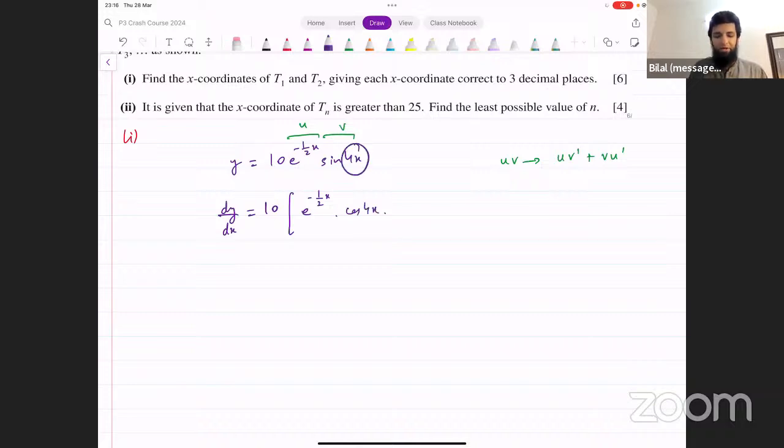But then you have to multiply with the derivative of this thing. What do you have instead of x? You have 4x. What's the derivative of 4x? That's 4. This is uv dash plus vu dash. Now v as it is, that means sine of 4x as it is, into derivative of u, which is e raised to the power minus half x, right? The derivative of e power something just remains the same, e power that thing. However, then you have to multiply by the derivative of this thing. What's the derivative of minus half x? It's minus half. So this is the differentiation of this function.